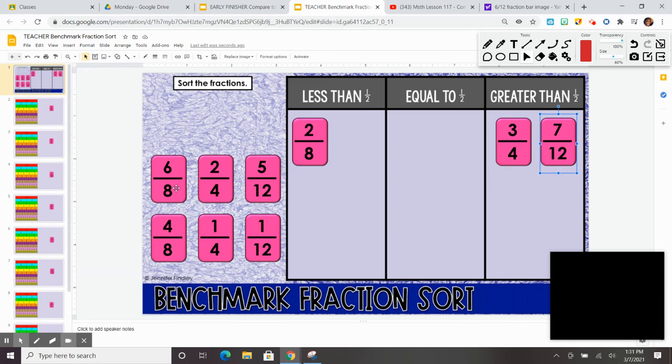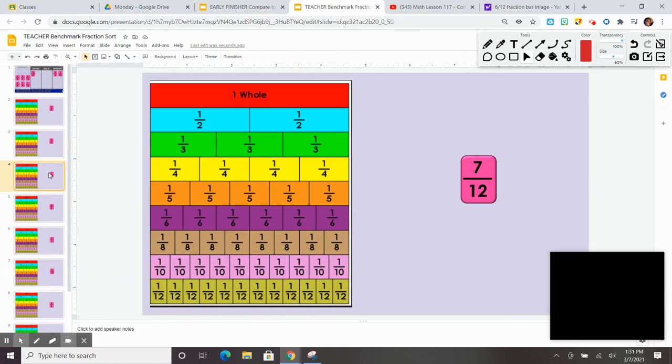Now you have 6/8. All right. So again, you guys, what is half of 8? Our denominator. What is half of 8? Half of 8 is 4. Because you do 8 divided by 2. 2 times what number is 8? 2 times 4.